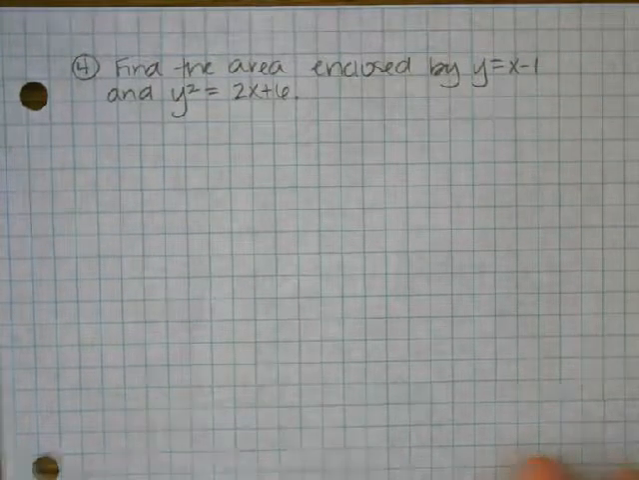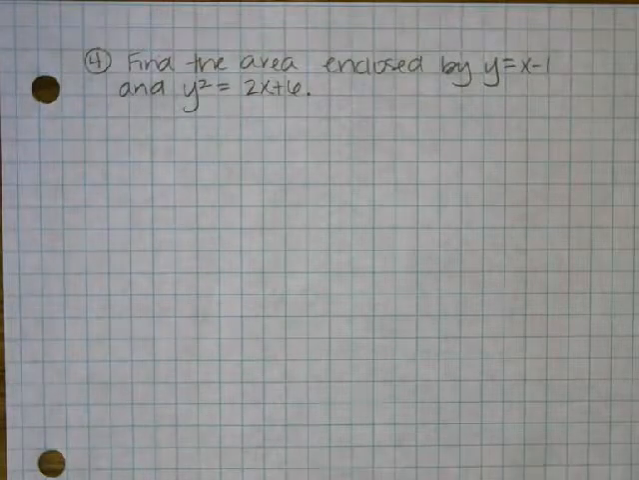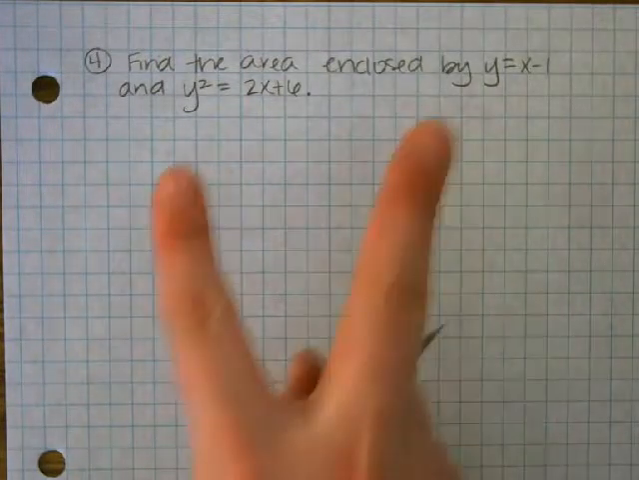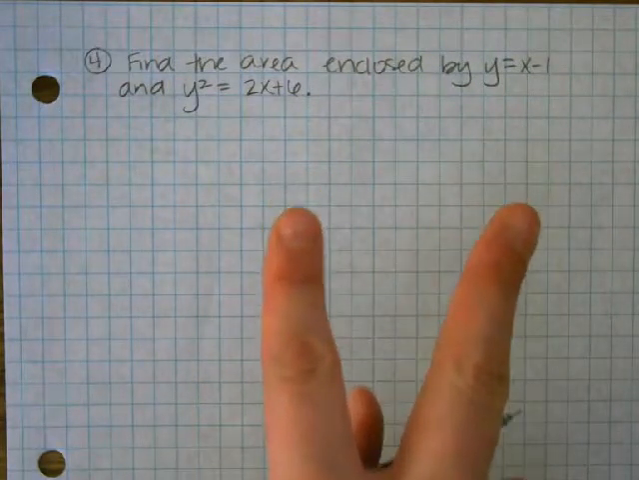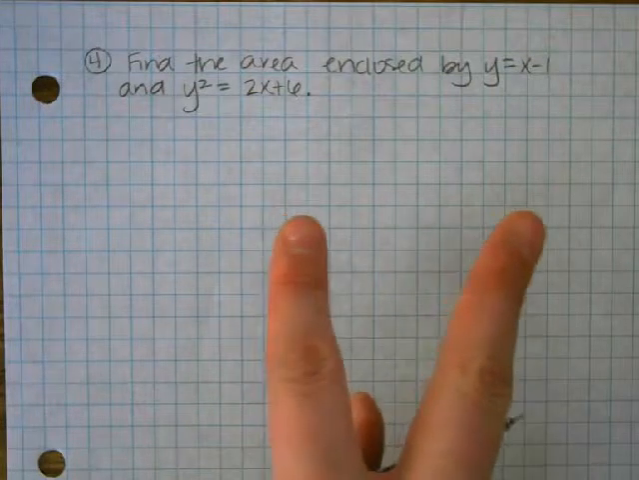Yeah, so this is one where we need to see the boundaries that we're going to use, and we do that by setting them equal to each other, but they are not in the same form right now. One is y equals, one is y squared equals. So if we set them equal to each other right now, that's going to be a problem, right?